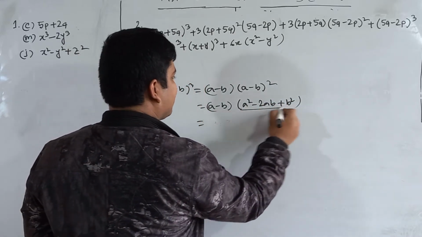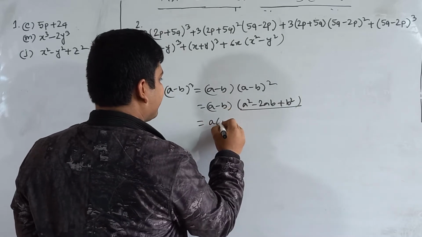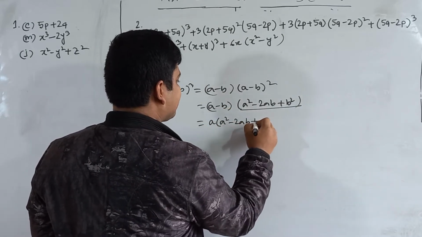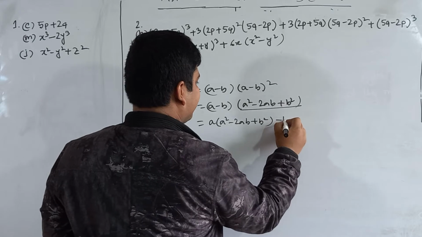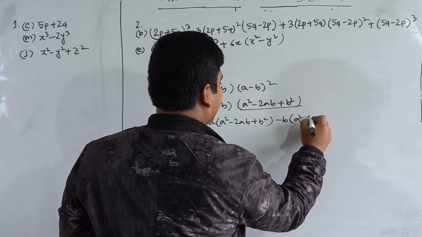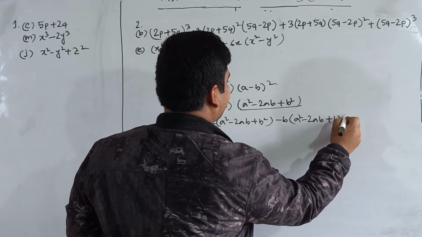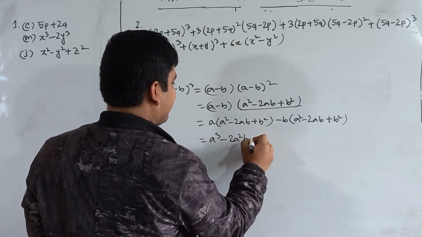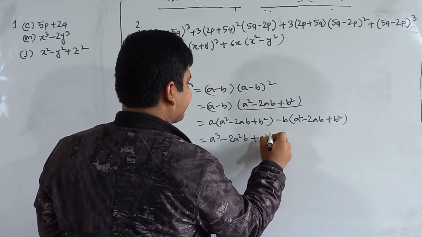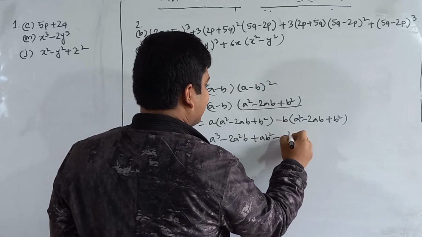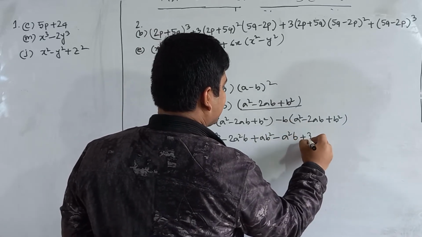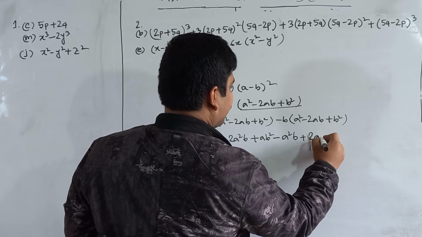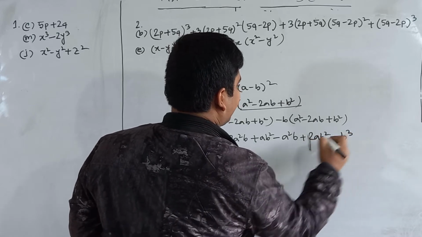First of all, we multiply this expression by a and we get a cube minus 2a square b plus ab square. Minus b is written here, and after that a square minus 2ab plus b square. Now we multiply. Minus a square b, then minus times minus is plus 2ab square, minus b cube.